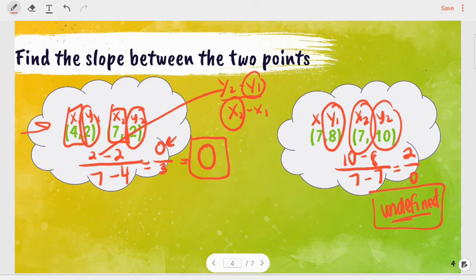Okay, and these 2 points, if I graph them on a plot, over at 7, 8, and 7, 10, notice they make a straight up and down line. All right, so that is slope from 2 points.